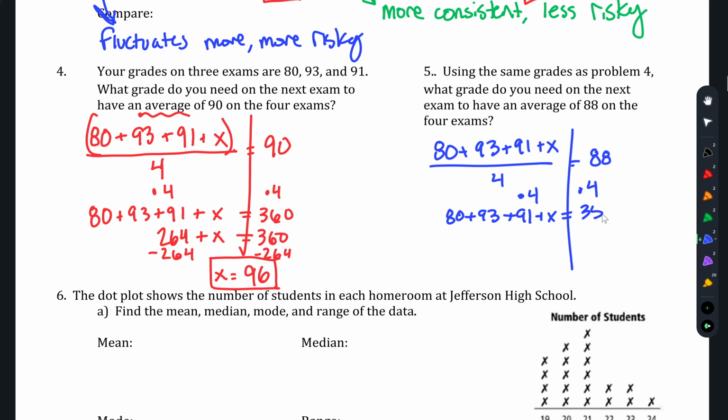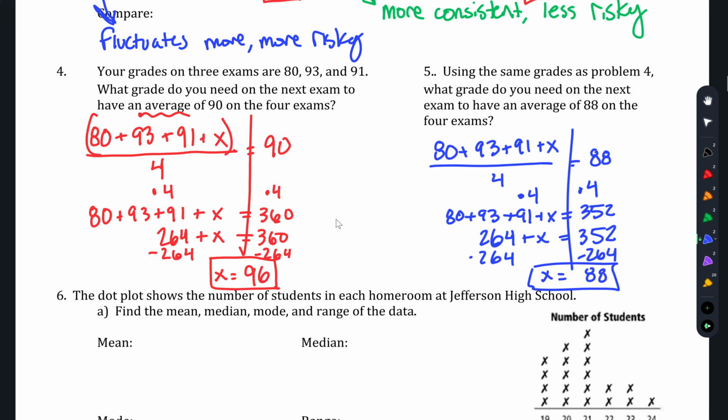This equals 352. Combine my like terms, 264 plus X equals 352. I'm going to subtract that from both sides to get that X equals 88. So in order to get my average to be an 88, I just need to get an 88. Not too shabby, not too shabby. Any questions on this? Okay, one last topic.